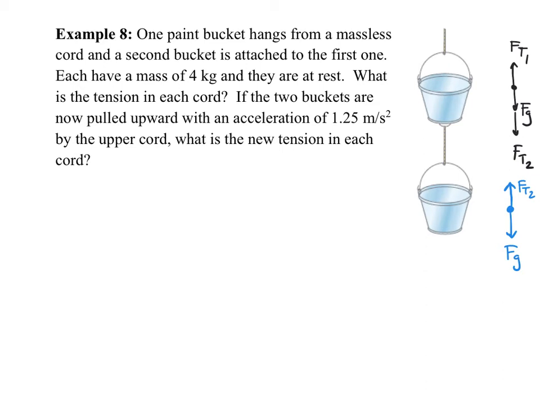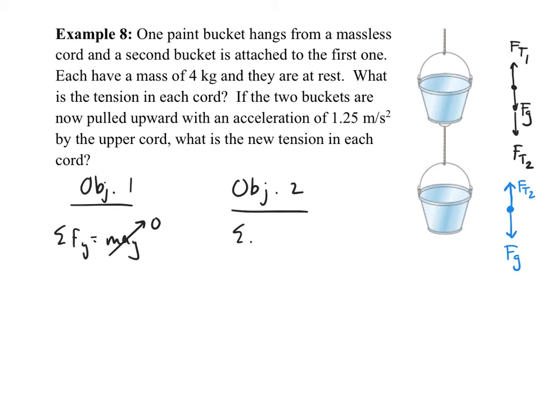Now, for two objects, sure, I'm going to have two equations. But they're both sum of the forces in the Y direction. We've got object 1 and object 2. So let's go ahead and write it down. Here's object 1 and here's object 2. Object 1, I've got the sum of the forces in the Y direction equals MAY, which is 0 because it's at rest. Sum of the forces in the Y direction equals MAY. Again, 0 because it's at rest.